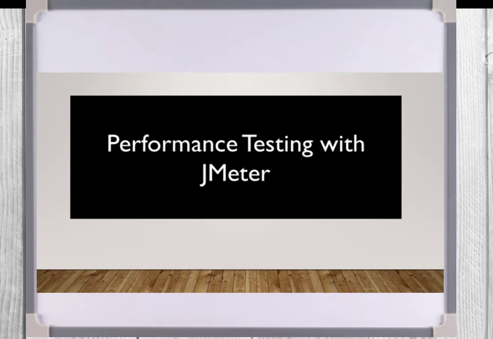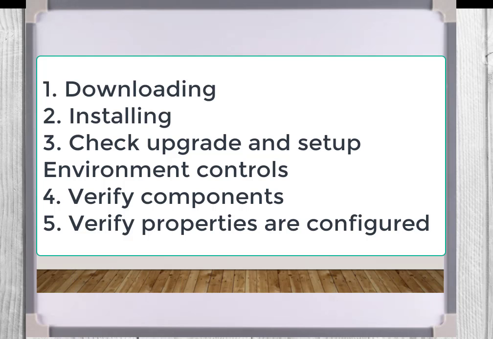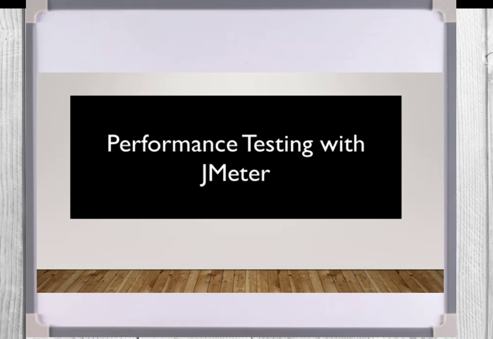This demo session will include the following activities if Java is not installed: downloading, installing, check for updates, verify components, and verify properties are configured. The first component download you should check for is Java. Go to your command prompt and type in java -version. The runtime version will display.